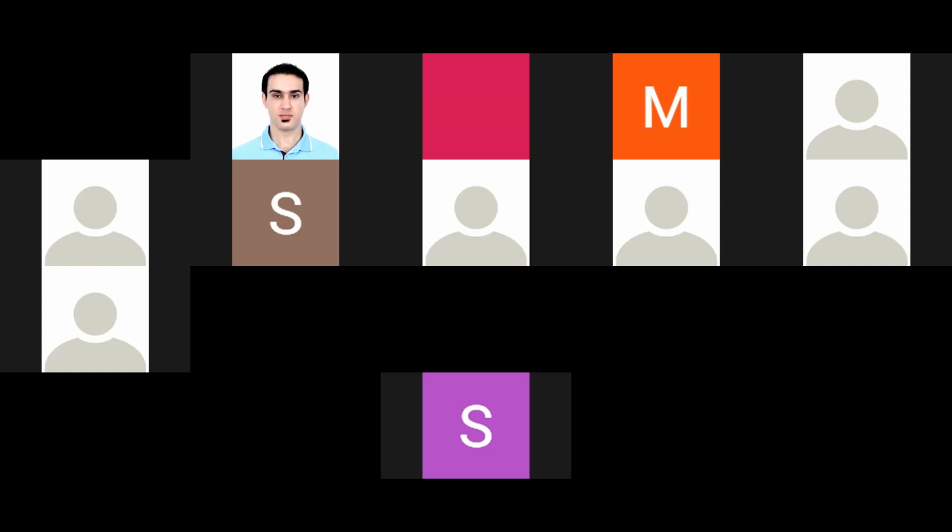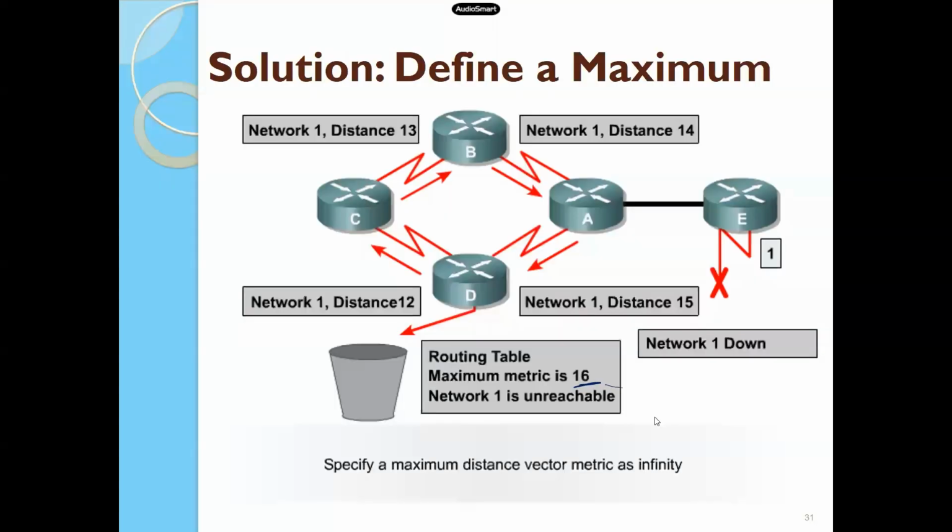All right, so let me share my screen again. We were at this point: define the maximum. Define a maximum is the solution for counting to infinity loops.